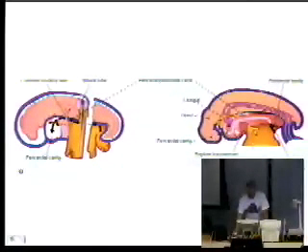Now we have the wall of these structures. Yes. Oh, yeah, go ahead. That's fine.